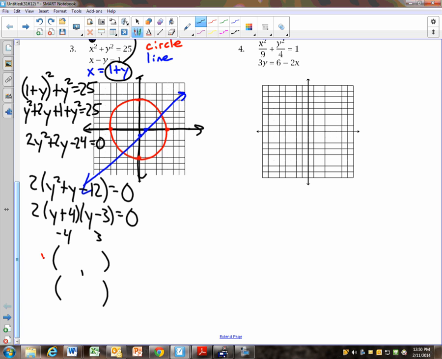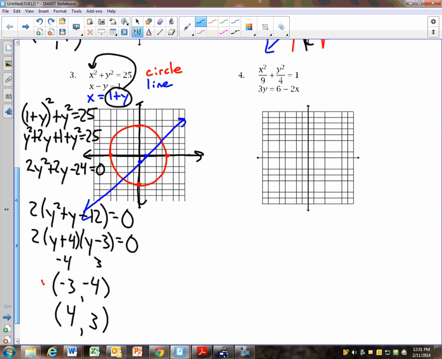What did I just solve for? My y values and my intersection points, negative 4 and positive 3. I have an equation right here, x equals 1 plus y, that could tell me my x values. Plug in negative 4. 1 plus negative 4 is negative 3. And 3 plus 1 is 4. As you look at those coordinates, do those appear to match my drawing? Yeah, they're right on.